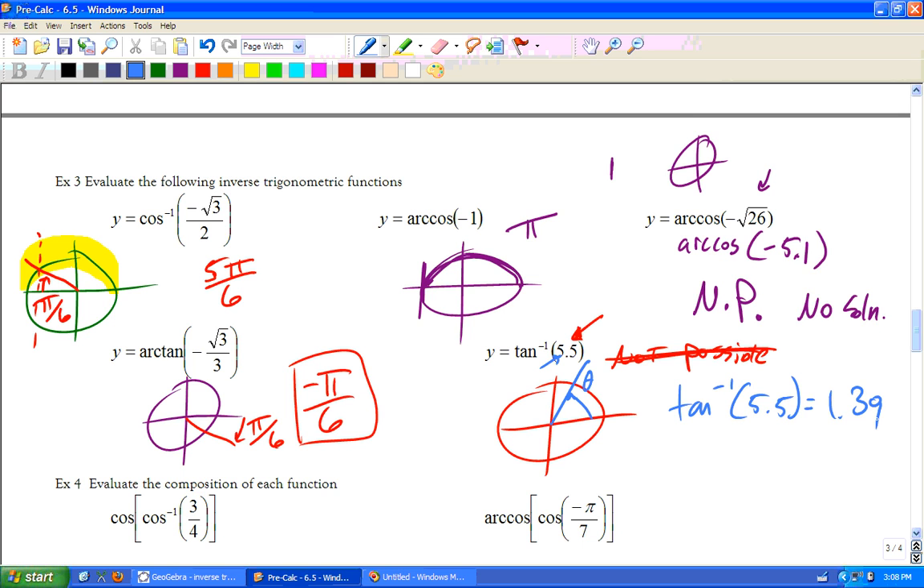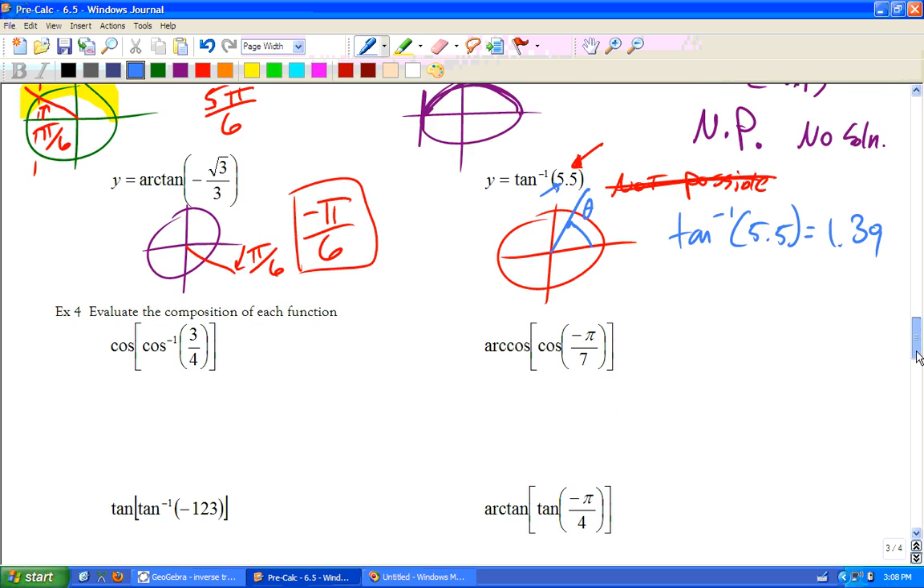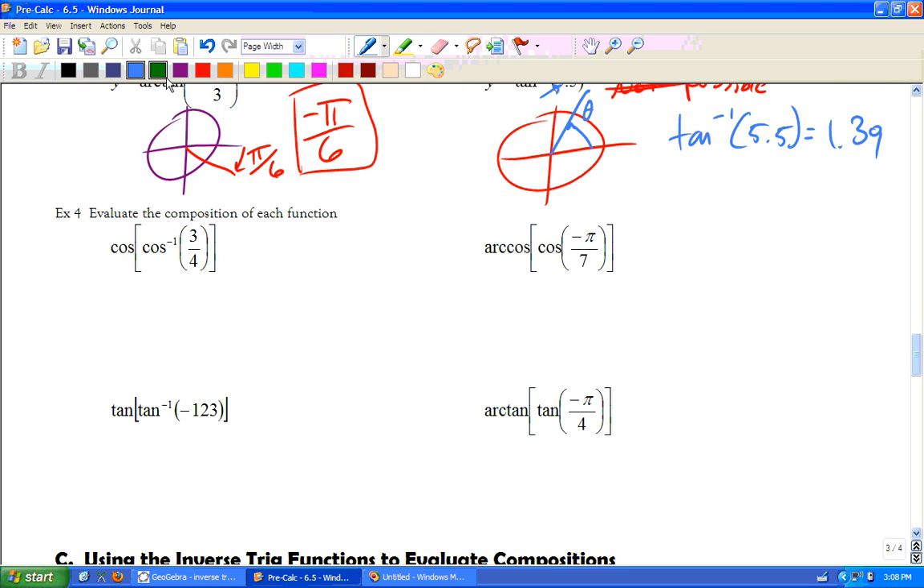Next, it says evaluate the composition of each function. We've seen these before with sine, and now we're just dealing with cosine and tangents. The cosine of cosine inverse of 3/4. 3/4 falls well within our domain, so the cosine and cosine inverse cancel, and we're just left with 3/4.